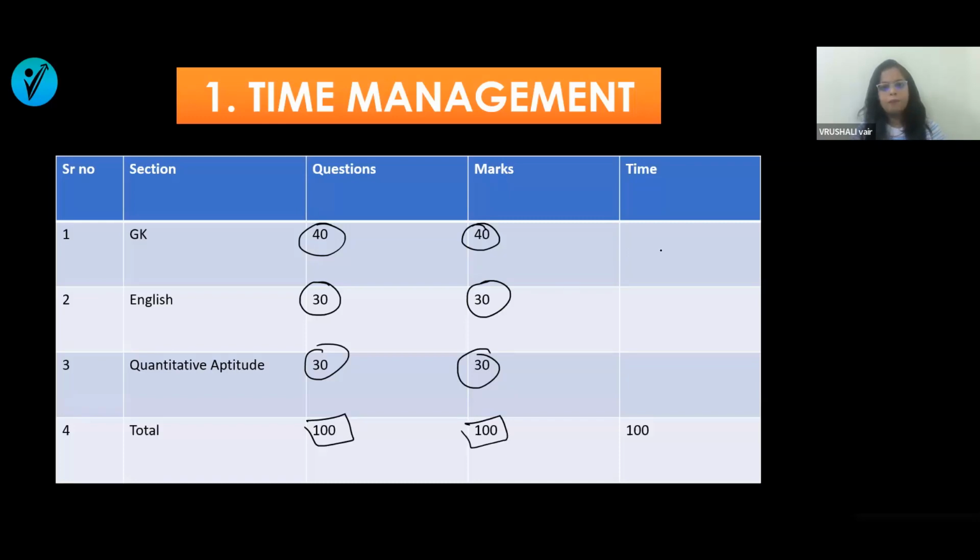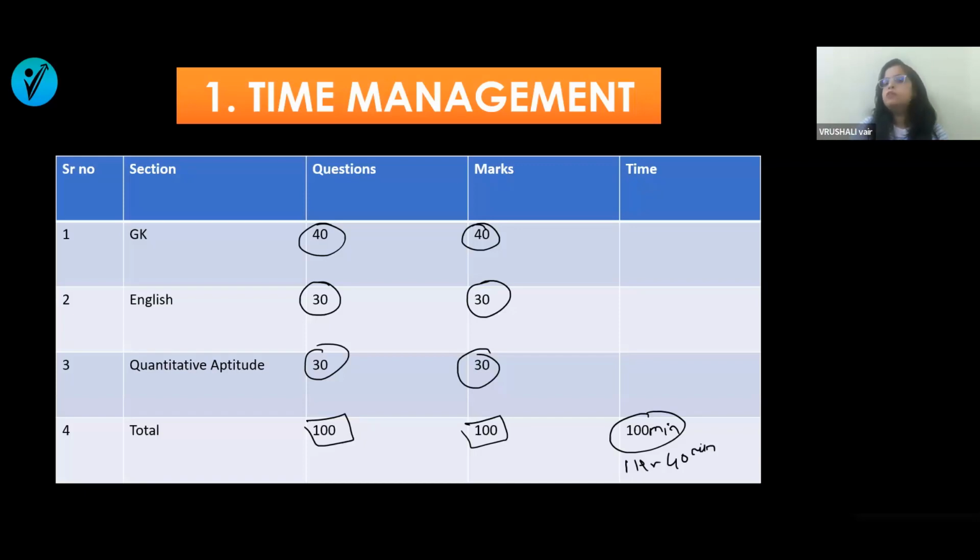And what about the time? We get an overall time of 100 minutes, right? 100 minutes means 1 hour 40 minutes, a total of 100 minutes for this. So we have to understand how I can manage these 100 minutes across 100 questions.